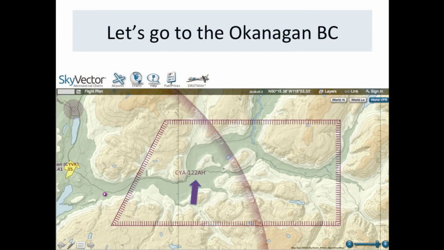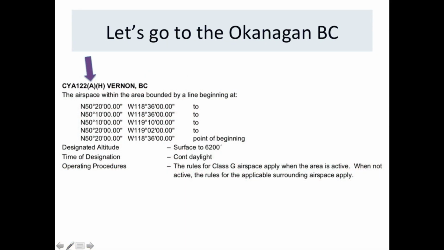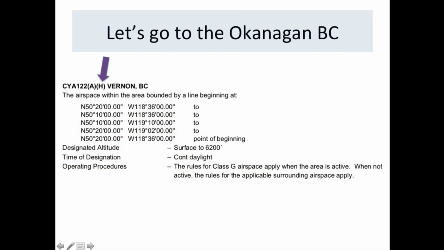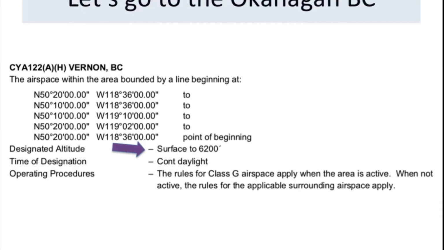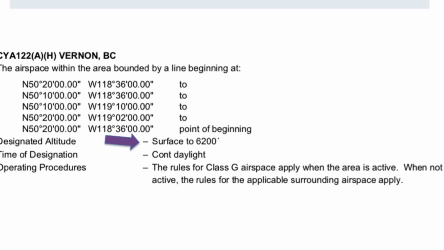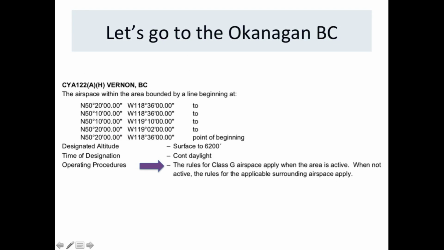Alrighty, this CYA is called 122AH. Do you remember what the A stands for? And how about the H? Well, would you look at that? This one goes up to 6,200 feet. Again, the rules for Class G airspace apply when the area is active. When not active, the rules for the applicable surrounding airspace apply.